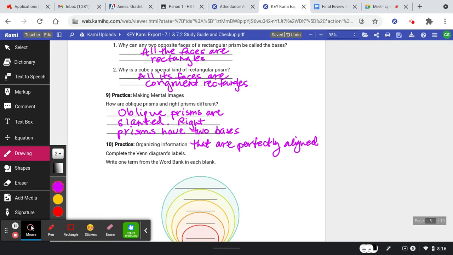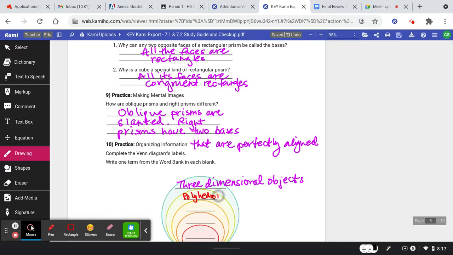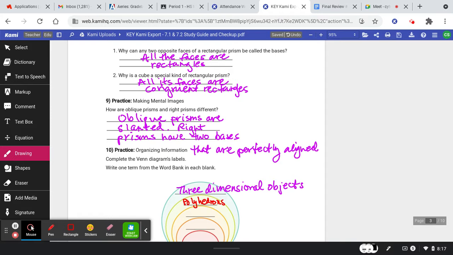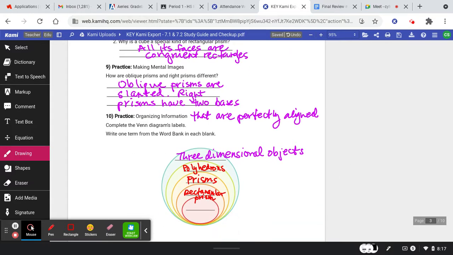So while you're finishing writing all of that, I'm going to fill in this little Venn diagram with our word bank. What we're studying this unit is three-dimensional objects. And the overarching term that we just learned is polyhedrons. I'm going to zoom in on this in a little bit when people are done writing the top. And now we just got this word prisms, which are a type of polyhedron. And we now know that there are rectangular prisms. And we know that there's the most special, a cube.